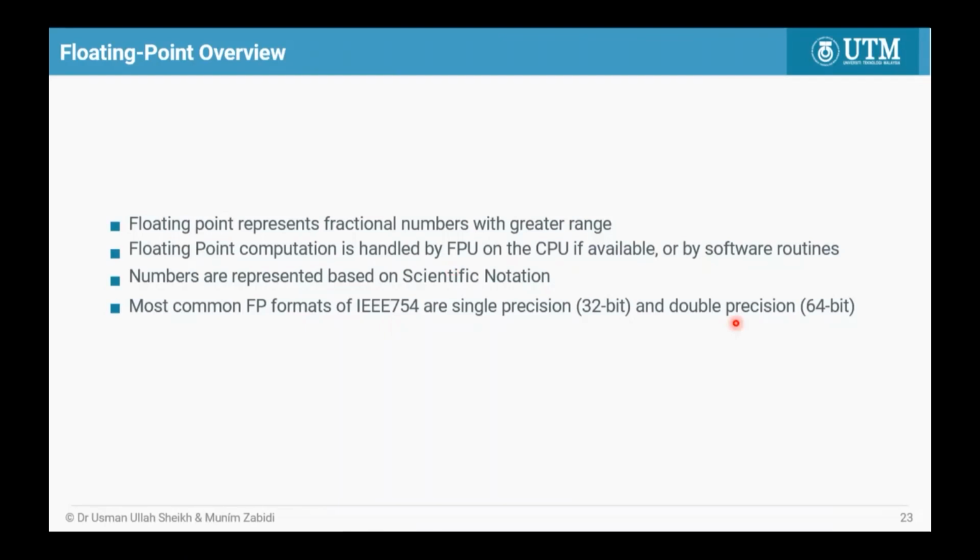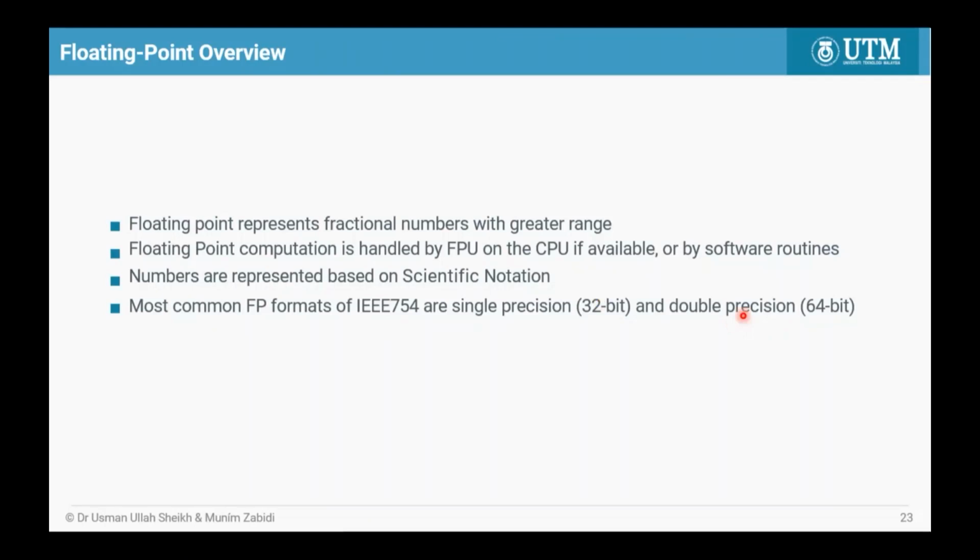Okay, floating point numbers have two types: single precision, which is up to 32-bit precision, and double precision, up to 64-bit. So let's look at the IEEE single precision format, which consists of 32 bits.